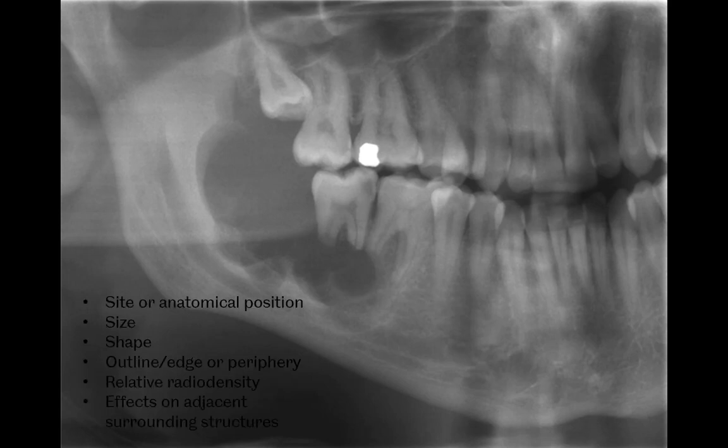And so just stepping through the standard things that you'd be looking for, talking about the site or anatomical position: this is a lesion which is arising at the angle of the mandible. It's superficial to the inferior dental canal. It is probably about 3 or 4 centimeters in dimension anteroposteriorly. The shape of it, it's relatively well defined. It's not all corticated, and it is multilocular, so it looks as if it has got multiple different compartments to it. Its relative radiodensity is that it is radiolucent, and as far as effects on surrounding structures are concerned, it looks as if there is root resorption of both roots of the lower 7 and the distal root of the 6.